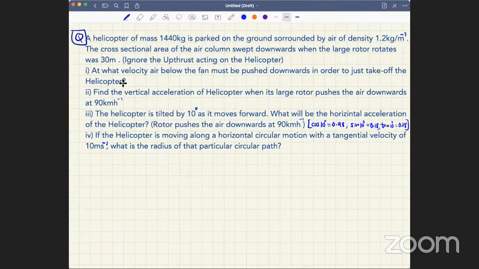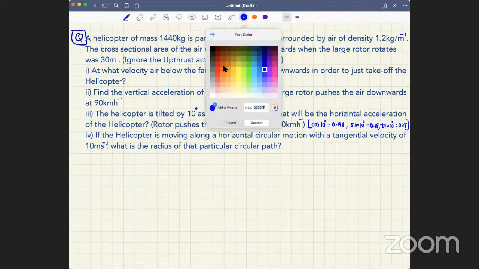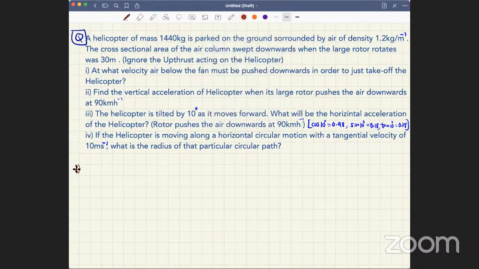Okay, let's start with the question now. Answer for part 1. At what velocity must the air below the fan be pushed downwards in order to just take off the helicopter? Then we have the helicopter, and we want the helicopter to just take off. That's the case.